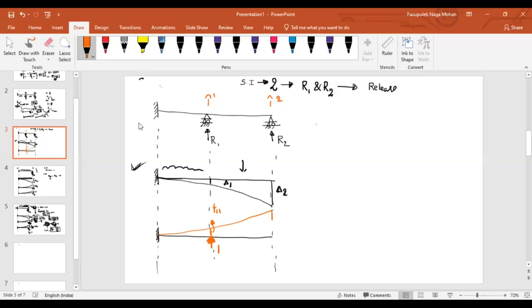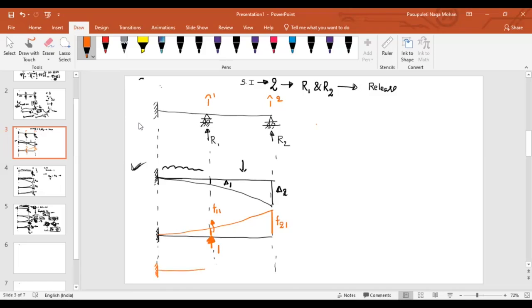What I should call this? Where I am applying the unit force? F2 and F1. Where I am measuring the displacement? Part 1, sir. What I should call? I should call this as F2,1. Right? After that, what I will do?